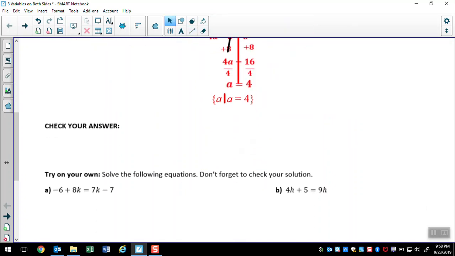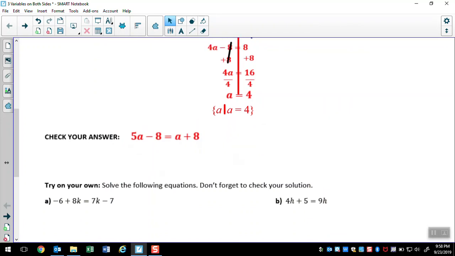All right, now if we want to check our answer, we write down the original equation, and now we're going to substitute in our answer, 4. So I substitute in 4 everywhere I had a, and now I can work out the left side and I can work out the right side to see if they do actually equal each other. So 5 times 4 is 20 minus 8. So now I'm going to do 20 minus 8, and I'm going to do 4 plus 8. I end up with the same number on each side, 12 equals 12. So that means it checks.